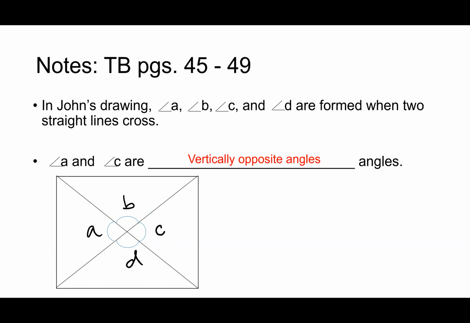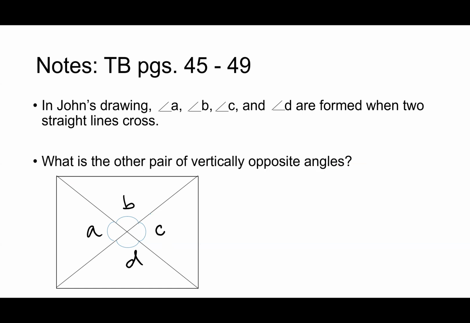All right, let's take a look at the next slide. What is the other pair of vertically opposite angles? We already talked about A and C. Alex? Yep, so angle B and angle D. Okay, good. Let's go to the next one.